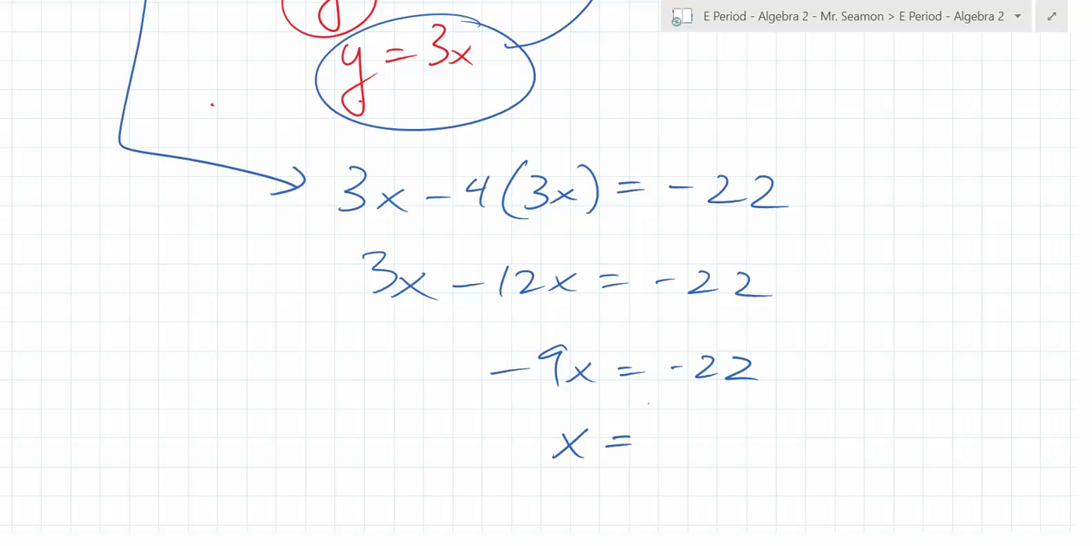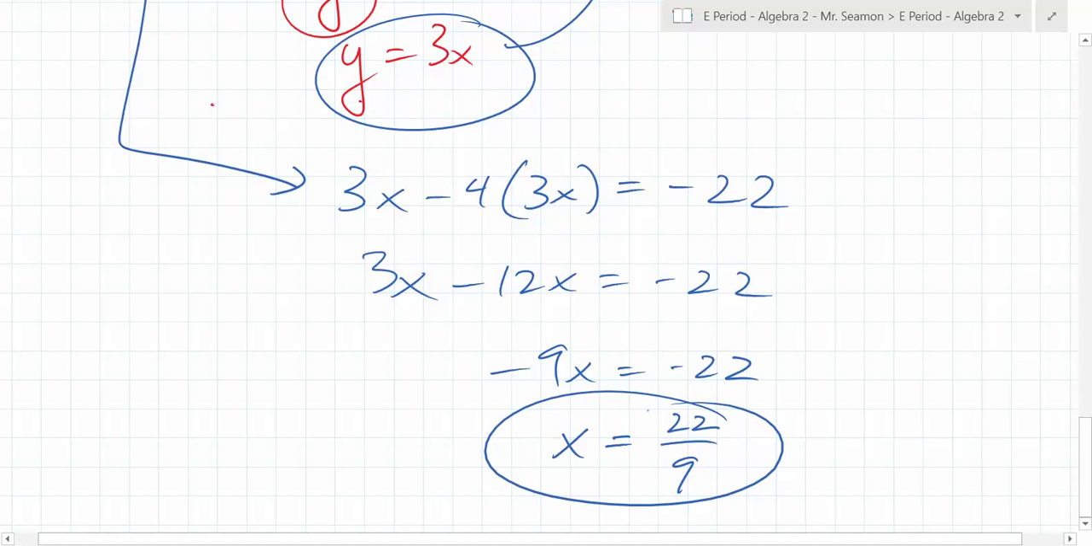-9x equals -22. You just told me what to do. Divide both sides by -9. No, that's not what I'm asking you. I don't want the decimal. I just want the fraction. What is it? Then it'd be 22 over 9. Stop. You're done. Great. That's all I want.